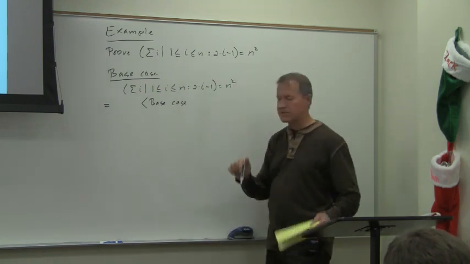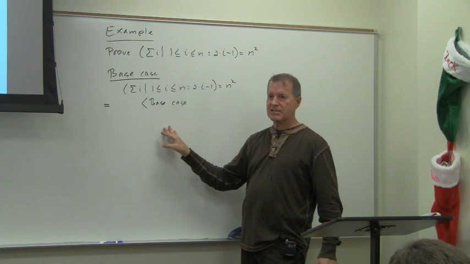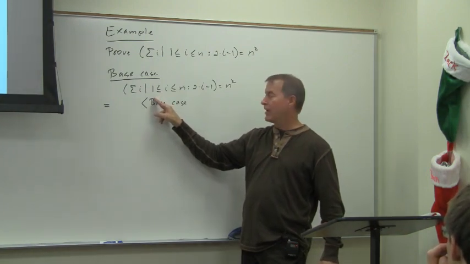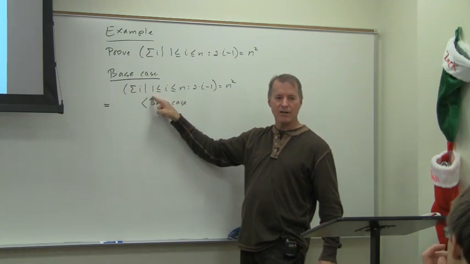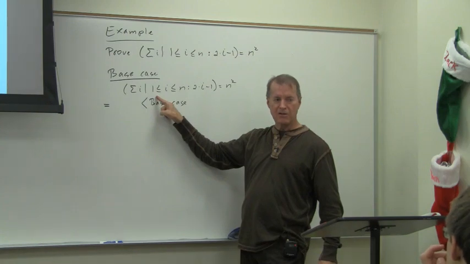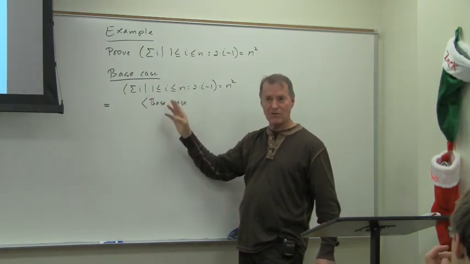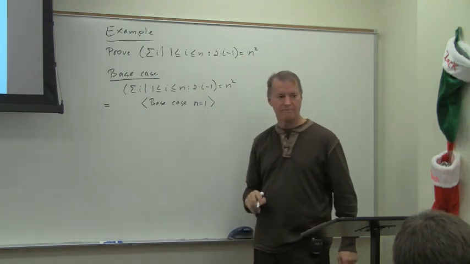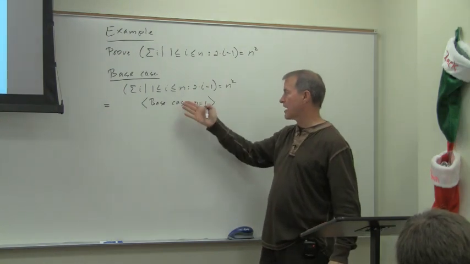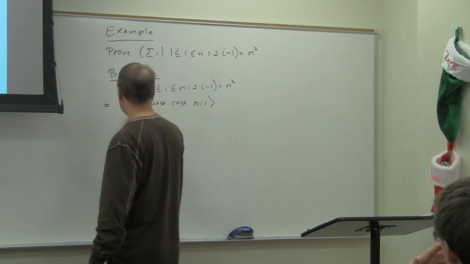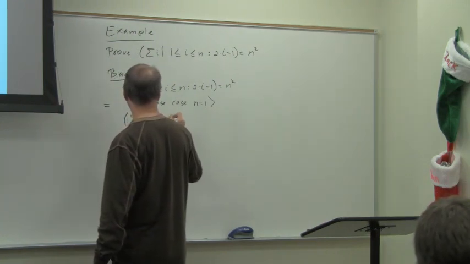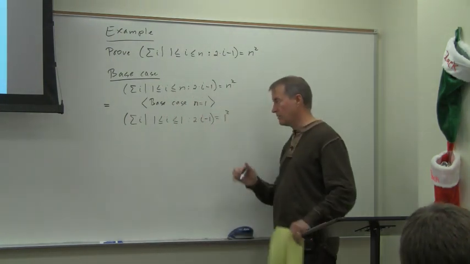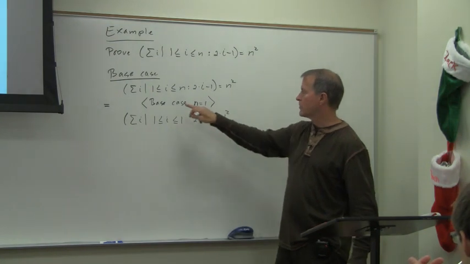Now, here's the thing about the base case. In this particular example, the base case is the first one. Sometimes it's 1, sometimes it's 0, sometimes it's 2. In this example the base case is 1, but it might not be; it could be 0. So here we say base case, n equals 1, and we bring this down, and everywhere there's an n, we put a 1. So this is the sum over i, 1 less than or equal to i less than or equal to 1, of 2 times i minus 1, equals 1 squared.